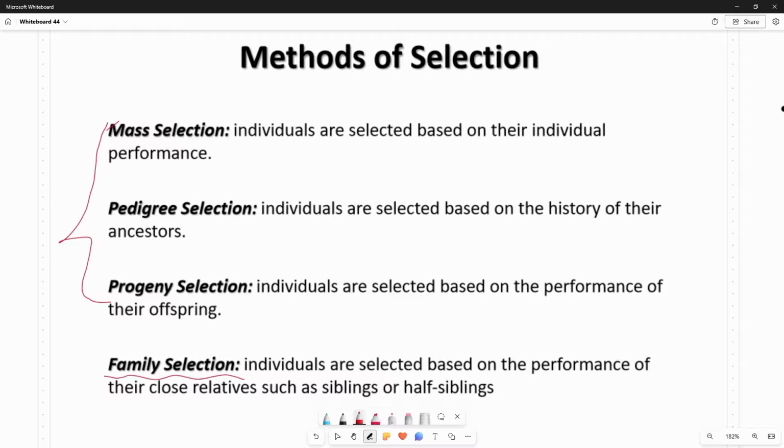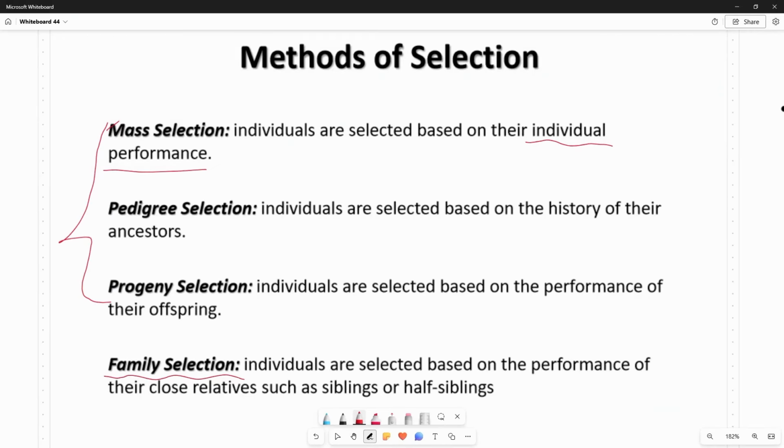So very, very important. Let's look now in detail at mass selection. Individuals or organisms here are selected based on their individual performance. Sometimes mass selection is known as individual selection because organisms are selected based on their individual performance. You have got 2 cows. The one produces good milk, the other one produces poor milk or less milk. So the one that produces more milk gets to be selected to produce the next offspring. That is called mass selection. Organisms are selected based on their individual performance.